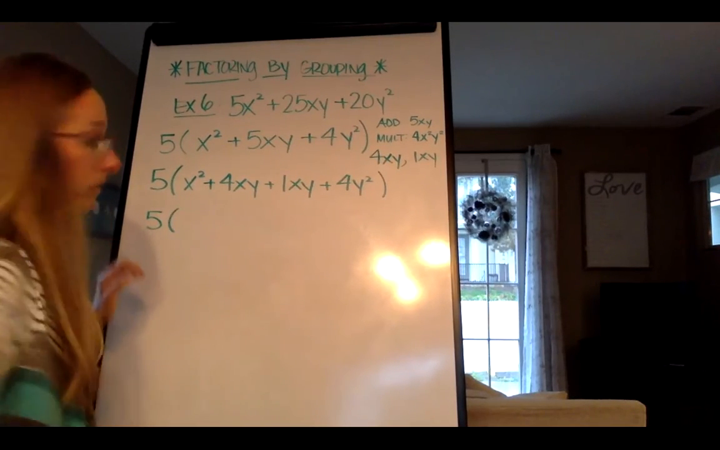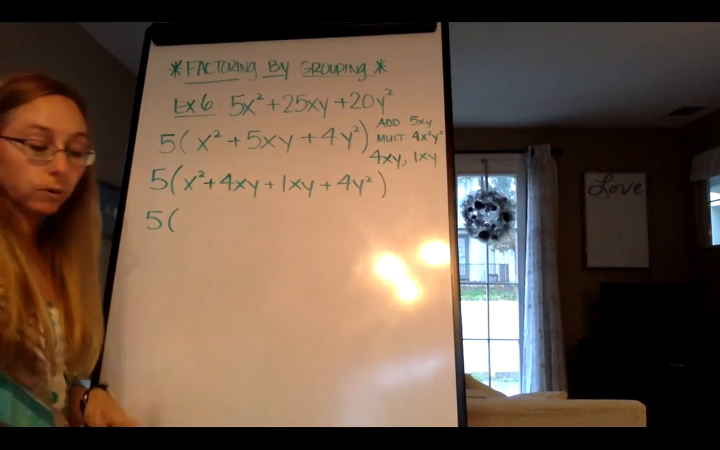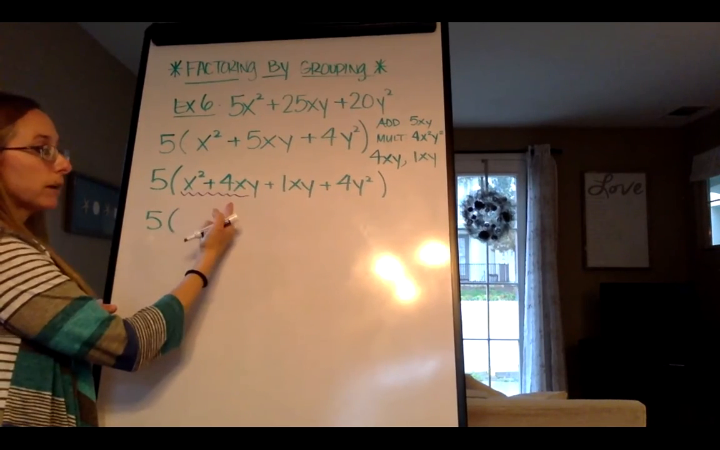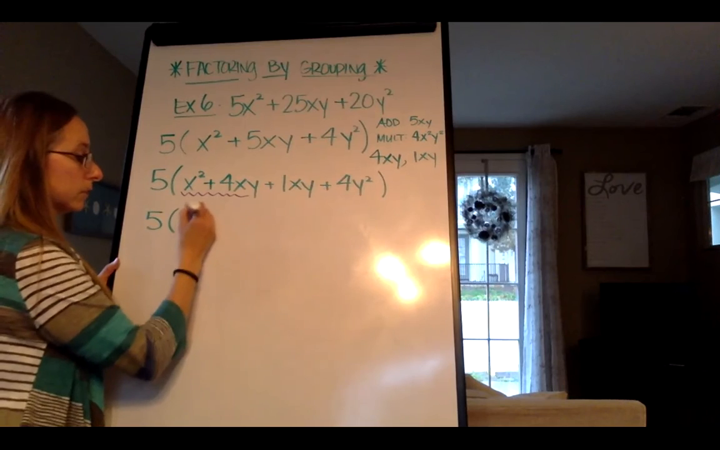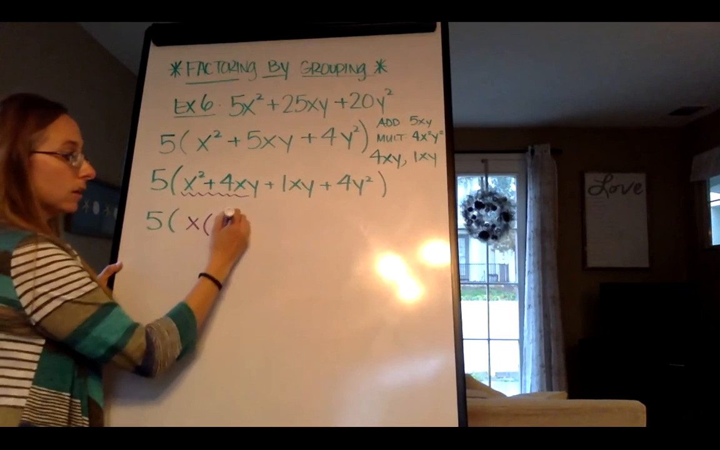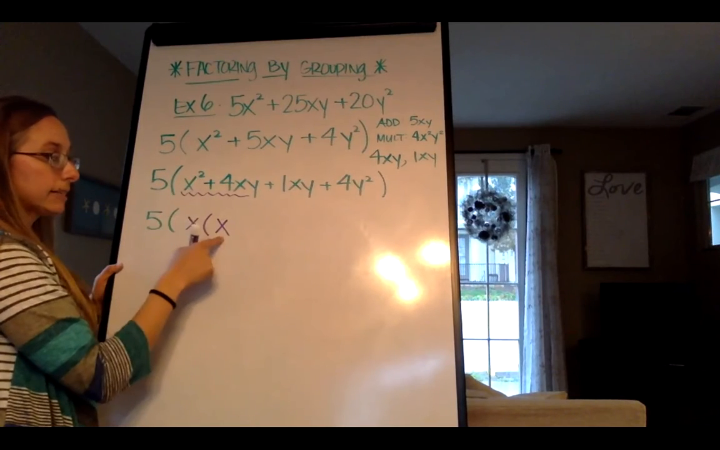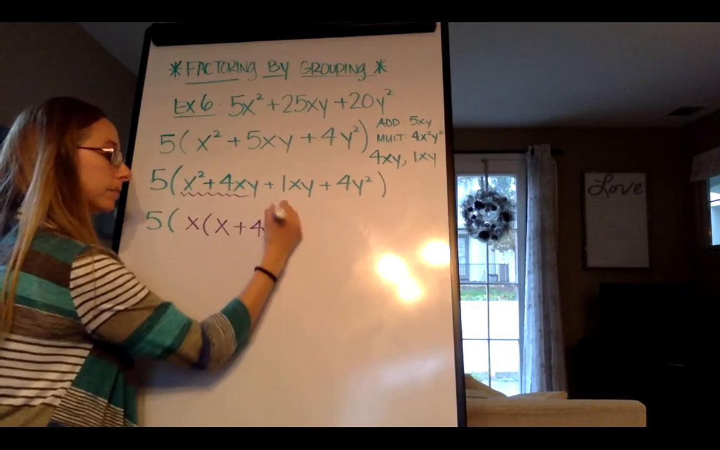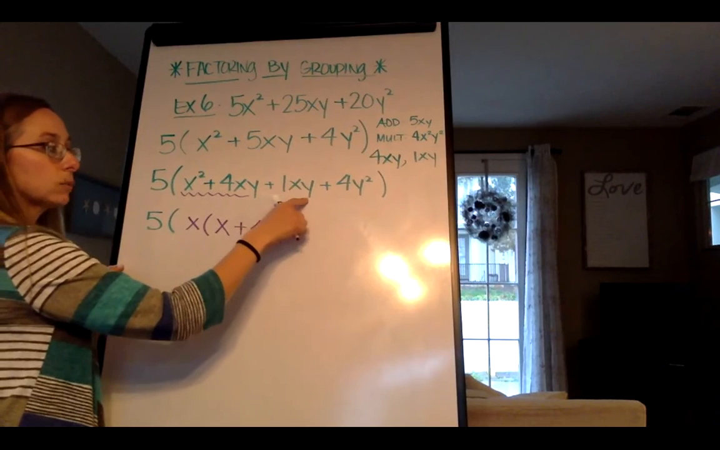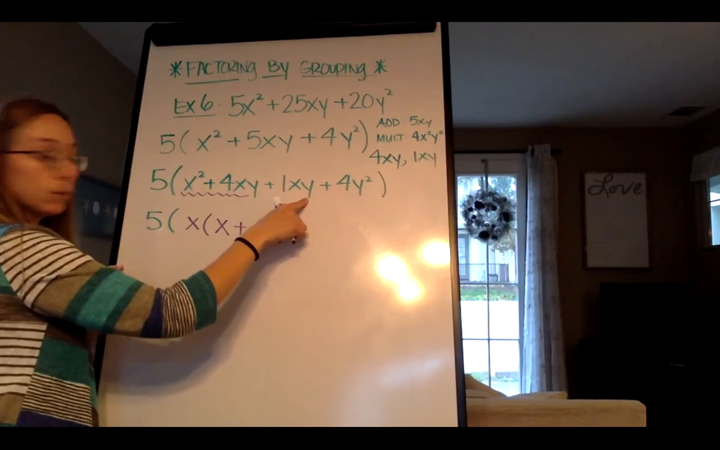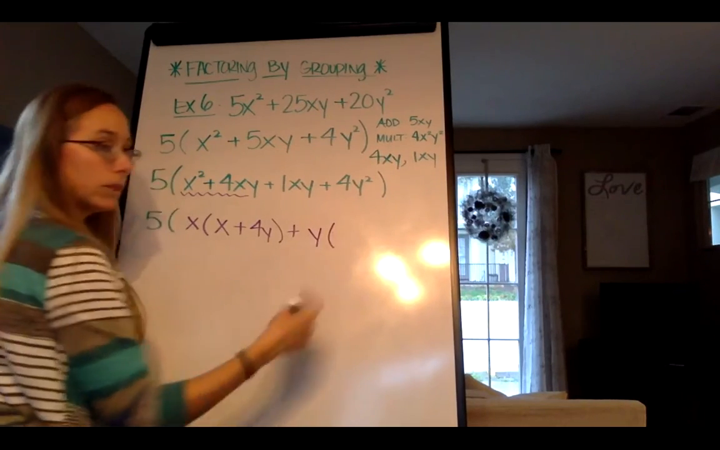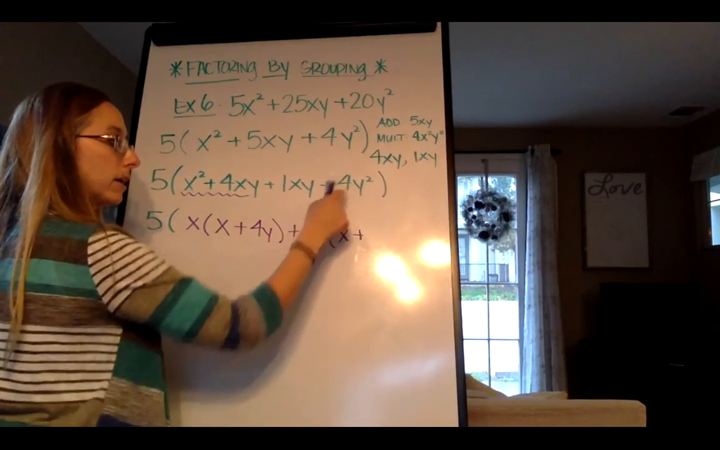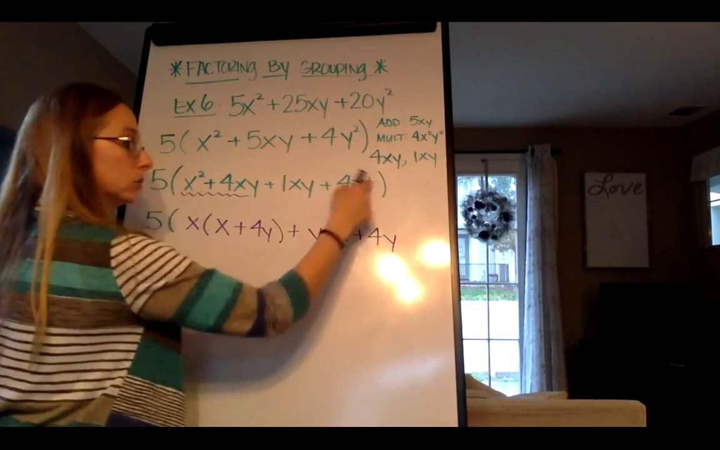Looking at the first two terms, we have x squared plus 4xy. They both have in common x. So factoring out an x, what are we left over with? x squared divided by x is x, plus 4xy divided by x is 4y. Plus we have 1xy plus 4y squared. They both have in common a y. And what are we left over with? We have a 1x, or just x, plus 4y squared divided by y is 4y.